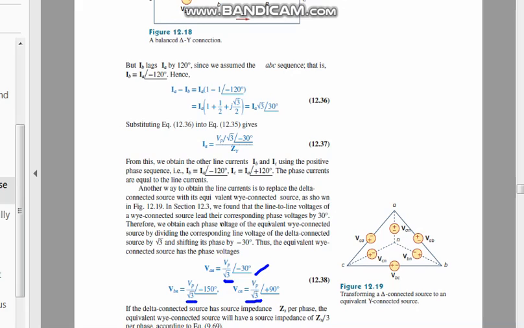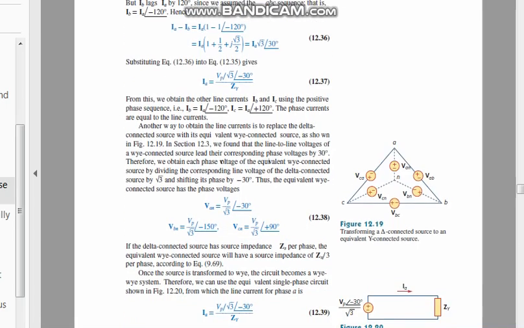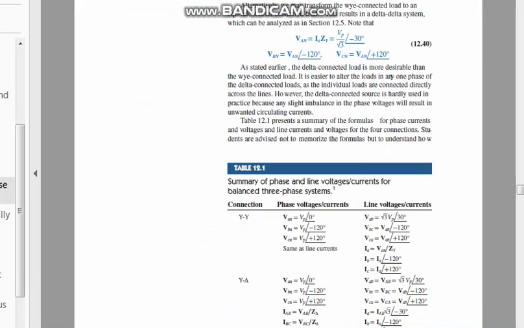That means each phase voltage of the equivalent Y connected source is obtained by dividing the corresponding line voltage of the delta connected source by root 3 and shifting its phase by minus 30 degrees. That is, the equivalent Y connected source has this phase voltage. That means if we convert the delta connection to the Y connection, from the line voltage to the phase voltage, we can also apply this equation similarly, vice versa. So that is going to be in similar fashion. We will get phase voltages.